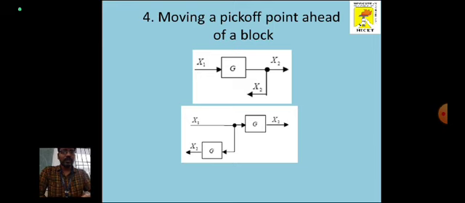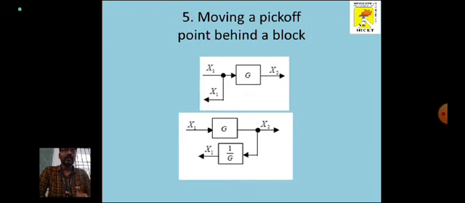And the next formulation, if you are moving ahead of the G, it should be the reverse of the particular element present inside the block. That is ahead of G. So ahead of G, it means we should have the reverse of whatever is present inside the block, which is G. So the reverse is 1 divided by G. It should be added at the particular branch point if you want to shift it ahead.